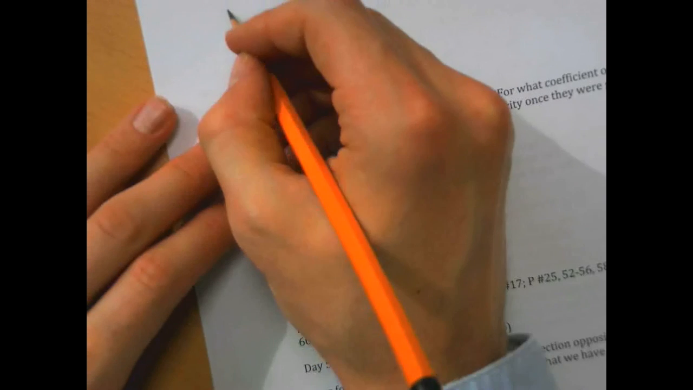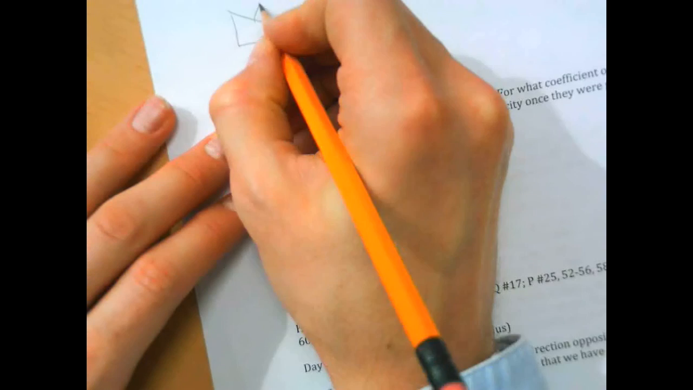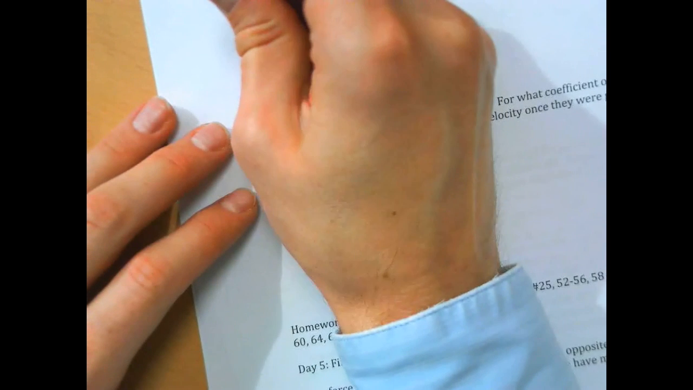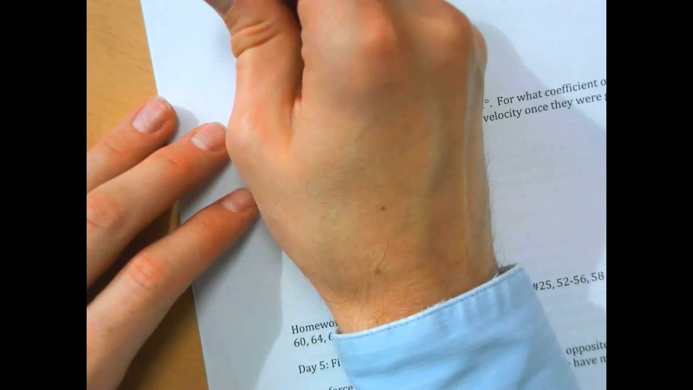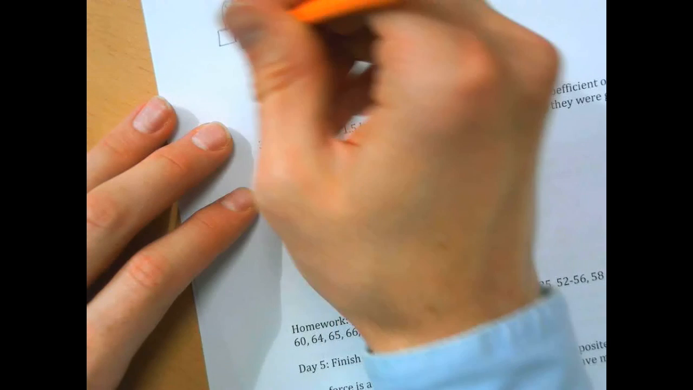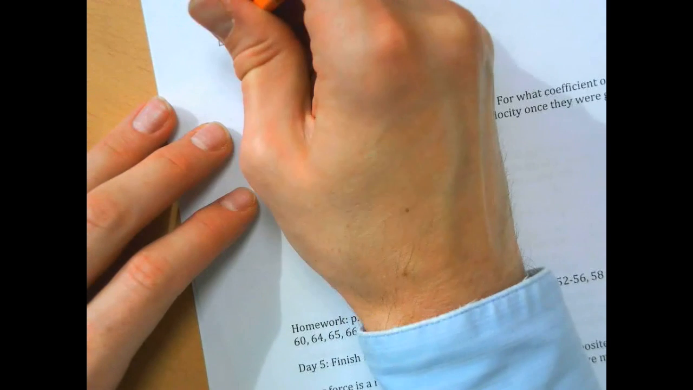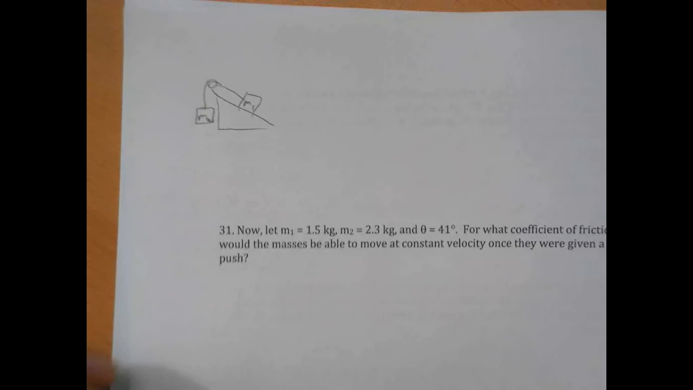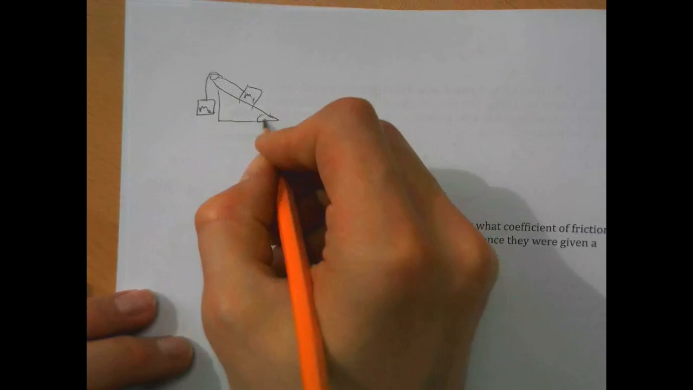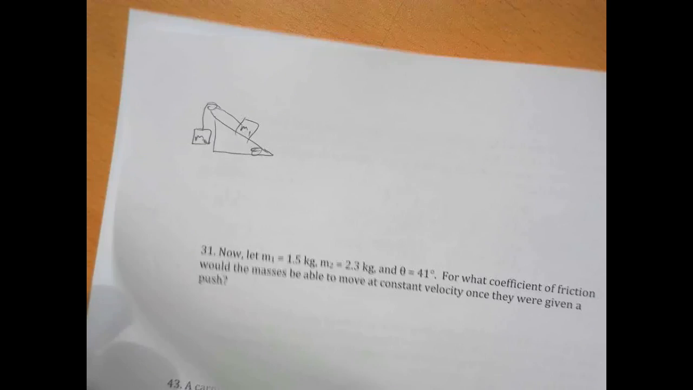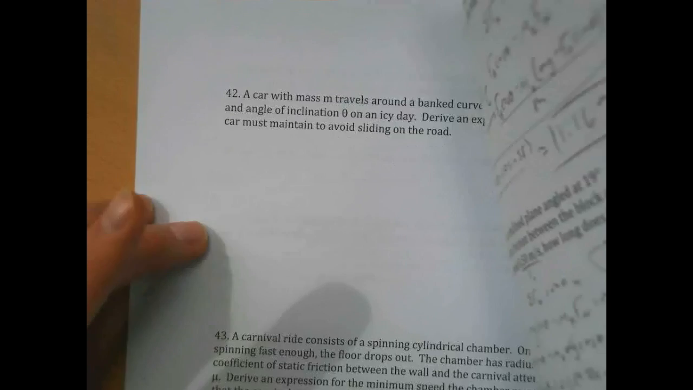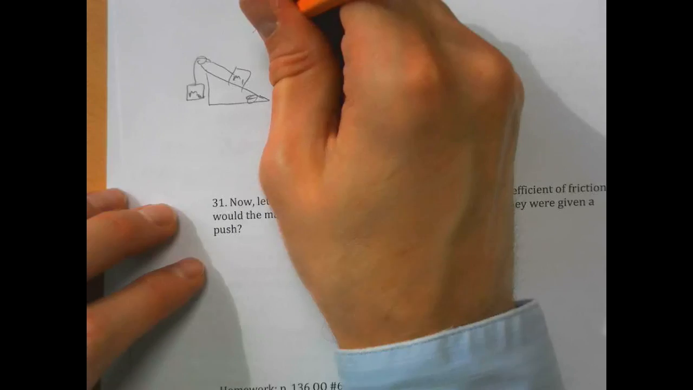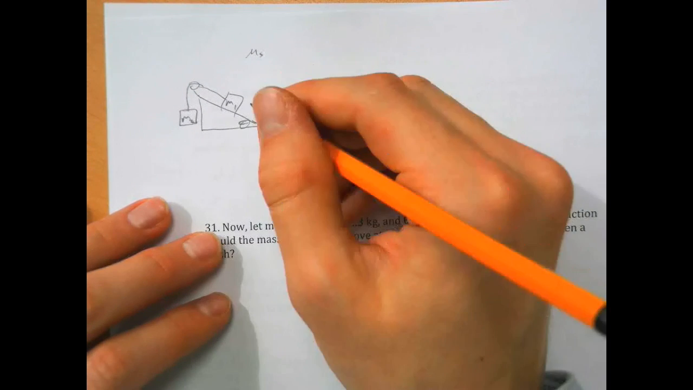So what's going on here is we've got an inclined plane. A mass is sitting on the inclined plane. We've got a pulley, string, hanging mass. The hanging mass is M2. The sitting mass is M1. Inclined at angle theta. And we have a coefficient of friction, mu s.